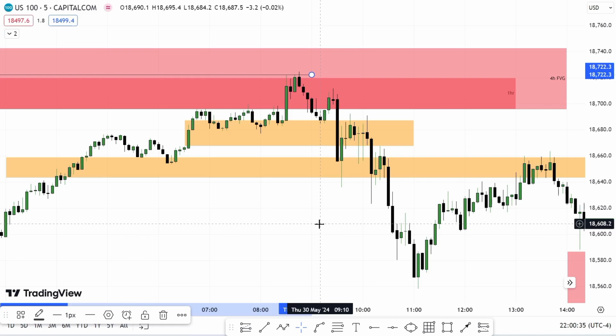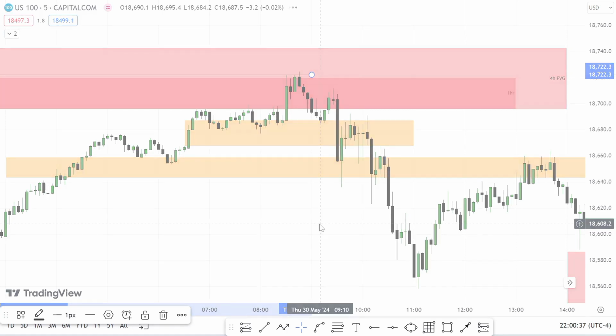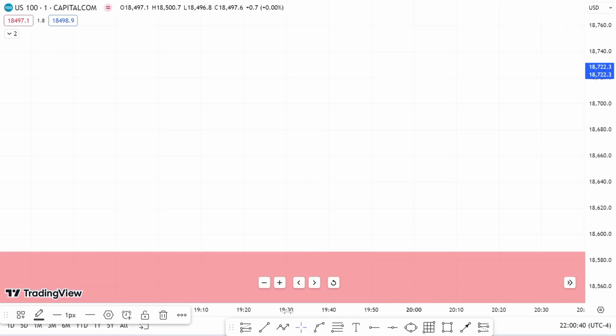So now let's scale right down to our 1 minute time frame, which is where the entry was at.